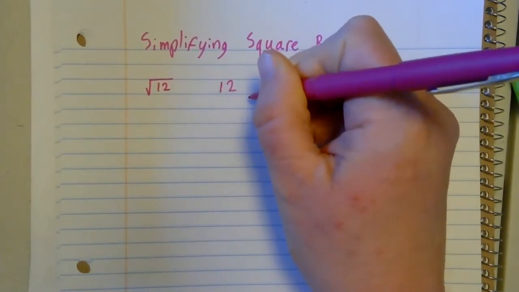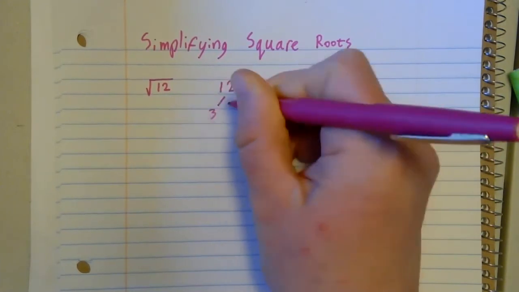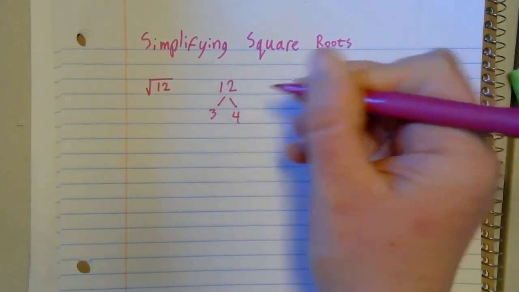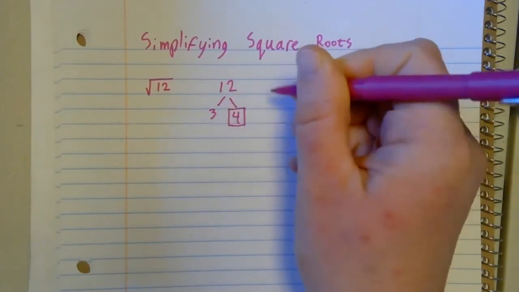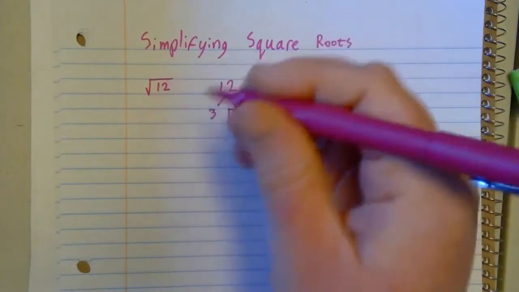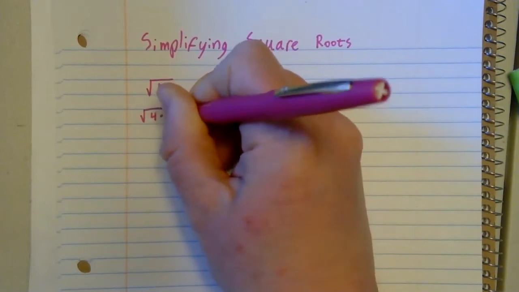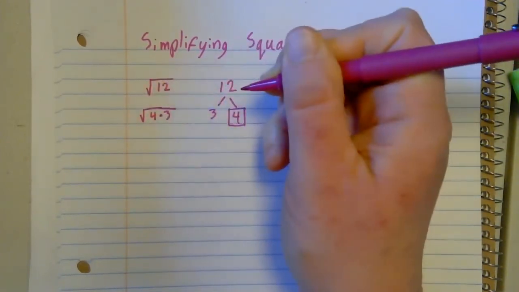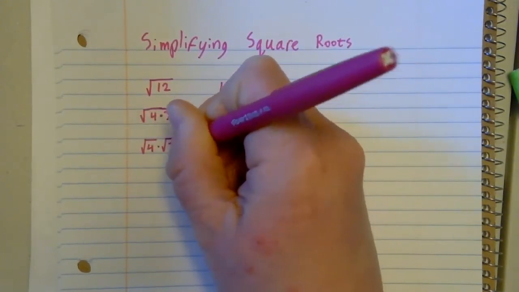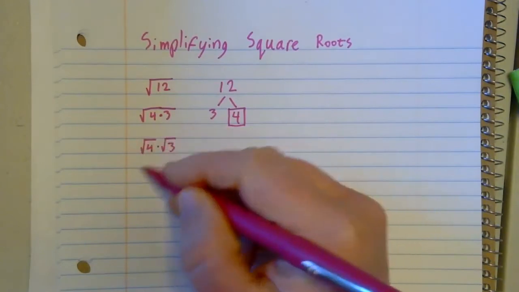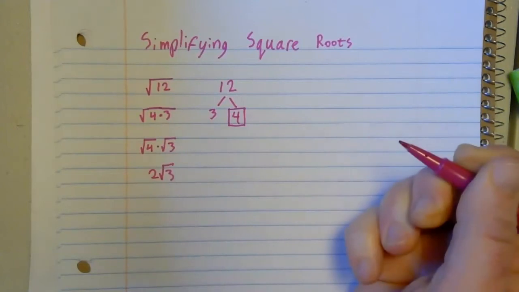What I'm looking for is if there are any perfect square factors. So for example, I could factor this as 3 times 4. 4 is a perfect square. 2 times 2 is 4. And that means that the square root of 4 will be 2. So if I rewrite this as 4 times 3 instead of 12, because 4 times 3 equals 12, and then break it into the square root of 4 times the square root of 3, this has a nice whole number answer of 2. And I get that this is 2 root 3.